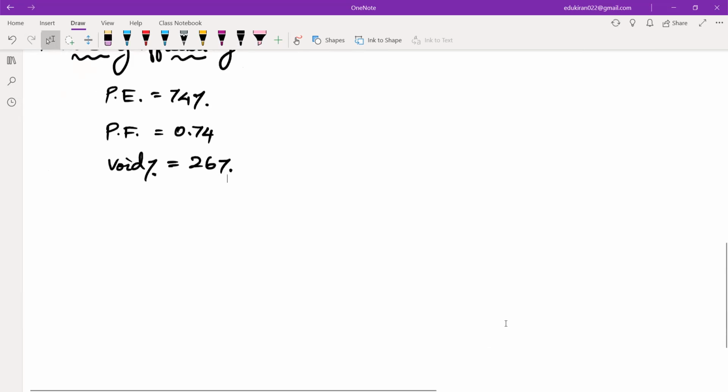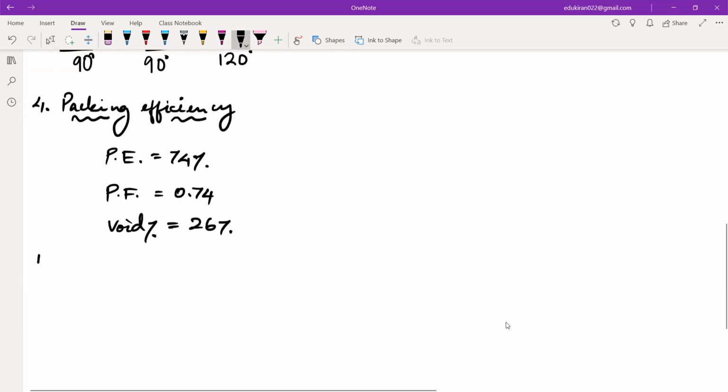Next, what will be the voids here, and the number of voids? Please remember we are talking about voids in the unit cell. So whenever we are talking about anything, we are talking about the unit cell here.